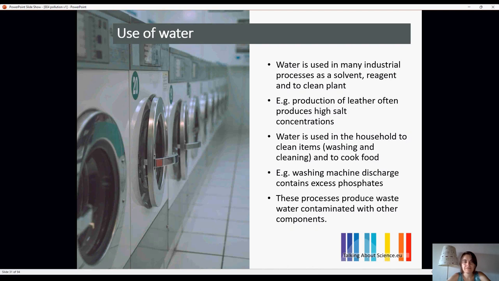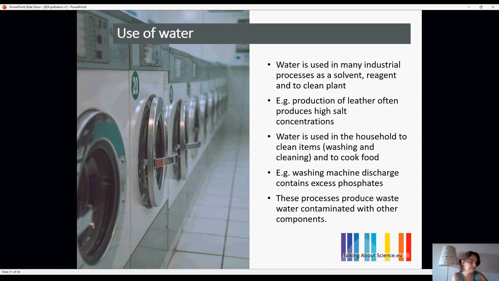But water is absolutely fundamental to the chemical processing to make leather. So every time you buy a leather bag or a leather belt, there is a certain amount of water that has been used to allow you to get to that product.